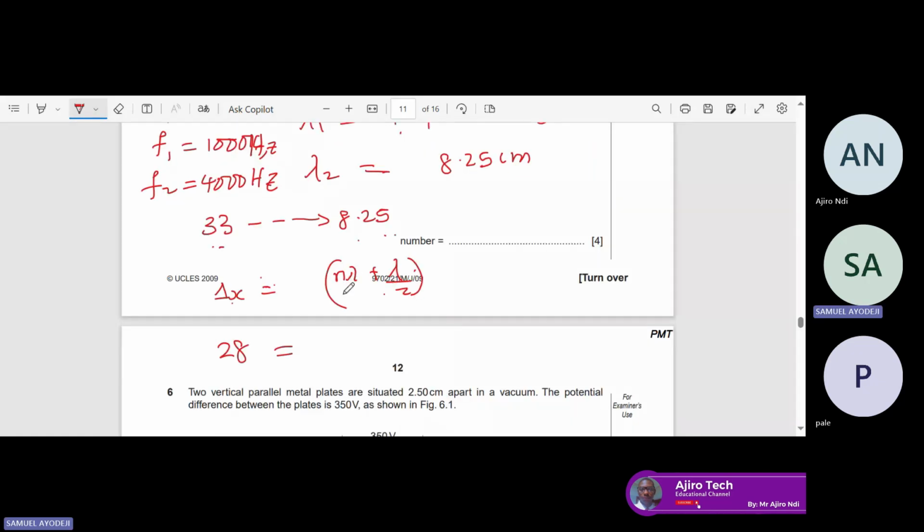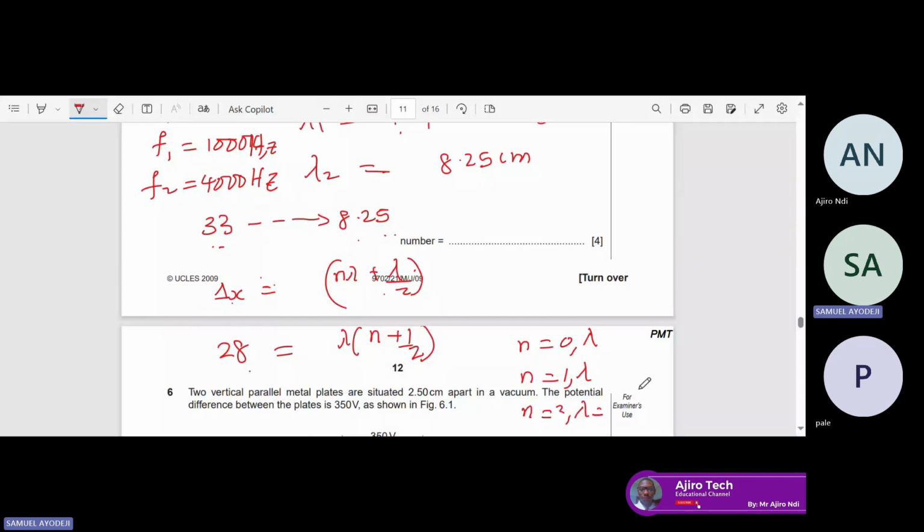Get the wavelength. I have wavelength that's (n plus 1/2). Put n to be 0 and go and look for the wavelength. When n is equal to 0, what's the wavelength? When n is equal to 1, what's the wavelength? When n is equal to 2, what's the wavelength?